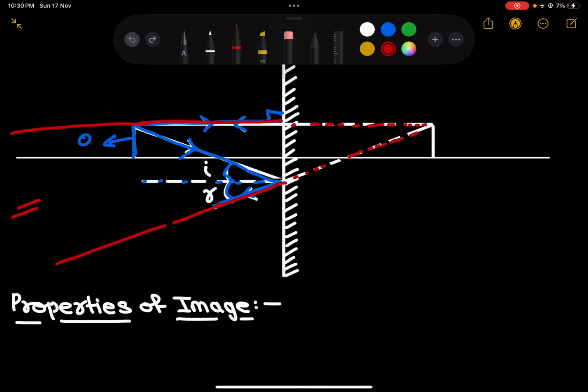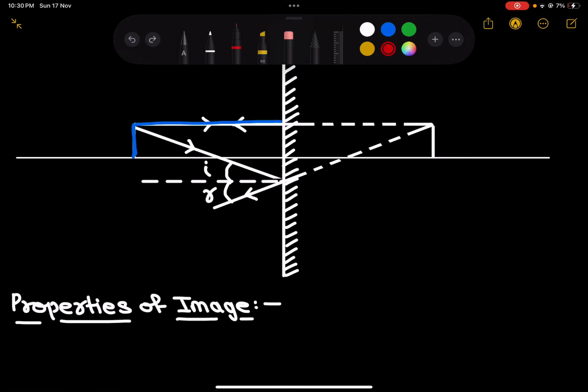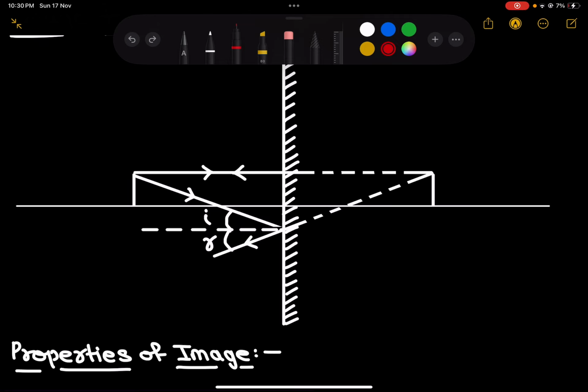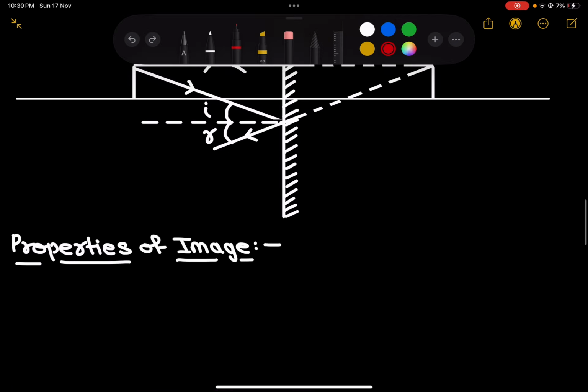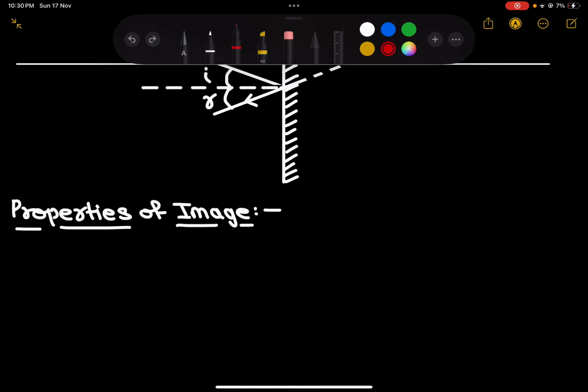So I'll now rub all of this, the beautiful thing which I've drawn here. So now we'll see the characteristics. You understood the image formation, right? How it is formed basically. We use the above laws, the law which is angle of incidence is equal to angle of reflection. Now we'll see the characteristics of this image. What are its characteristics, or the properties, whatever you can say. The image will be virtual and erect.